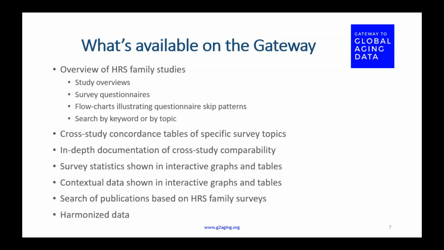One of the things that we've added in the last year is the ability to also compare contextual data. It's part of a new initiative that we have at the Gateway to bring in important contextual, institutional, and environmental information. So we allow you to compare what we're seeing happening in the data with the macro level things that we're seeing happening for that country. We've built a catalog of publications that have been published based on HRS family surveys. And then lastly, I mentioned harmonized data.